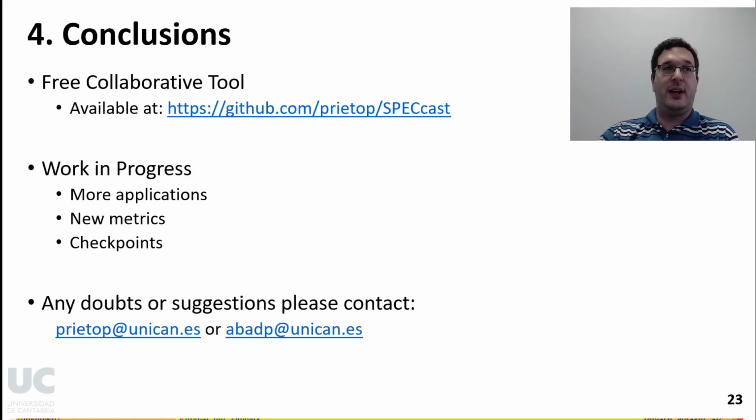As a summary, we have presented our methodology, which wants to be a collaborative tool and is openly available at this GitHub URL. It's a tool that is currently under further development, and we have already extended it to include more applications other than SPEC CPU 2017, which at this moment includes NAS parallel benchmarks and PARSEC benchmarks, but we want to expand that even further. Additionally, we are including new metrics and studying the possibility of using checkpoints as a way to reduce even more the computing effort.